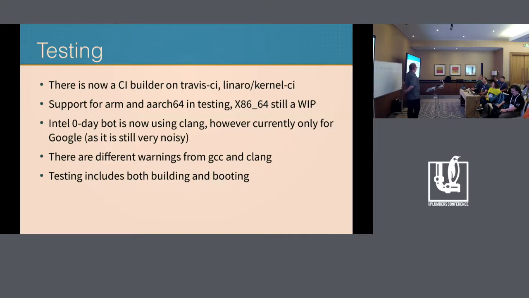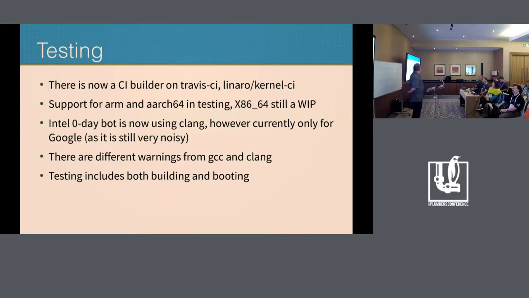So right now there's support for ARM and AArch64 that's in testing, and x86-64 is actually still a work in progress. So there's still some work to be done there, but the nice thing is that there is more automated testing, even more so than what we were running back when I was doing the project.